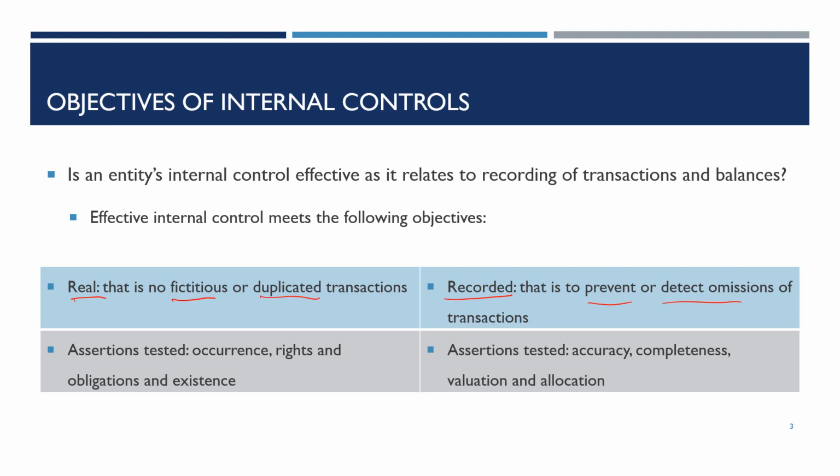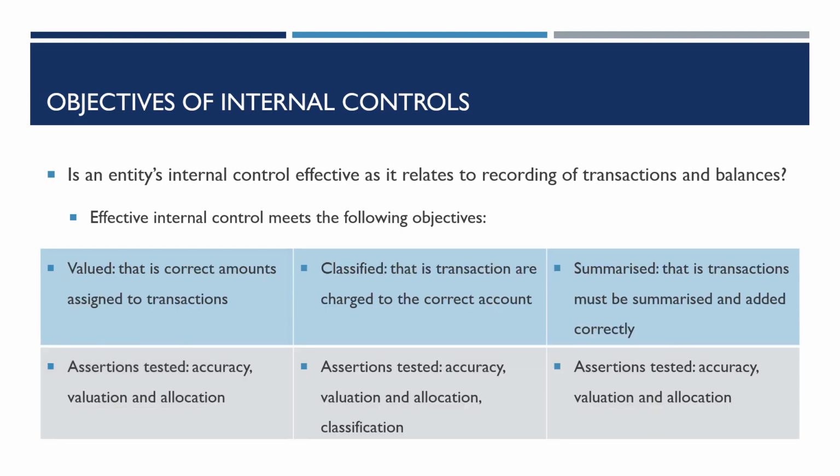The third objective is valued, which means that there are controls in place to ensure that the correct amounts are assigned to the transactions. If the system of internal control meets this objective, then accuracy and valuation and allocation assertions are also likely to be valid.